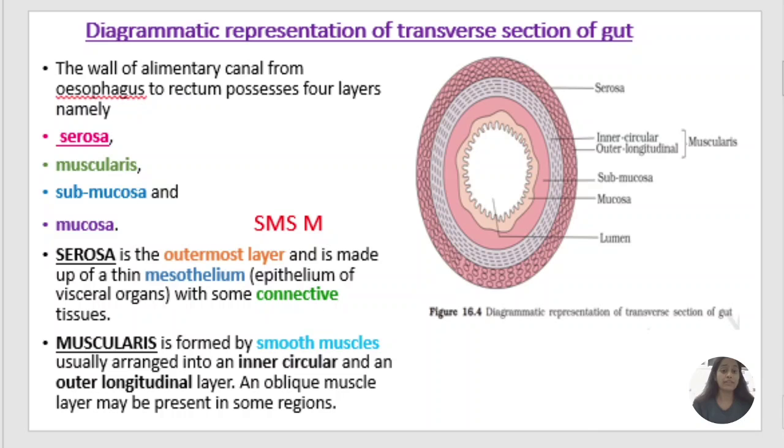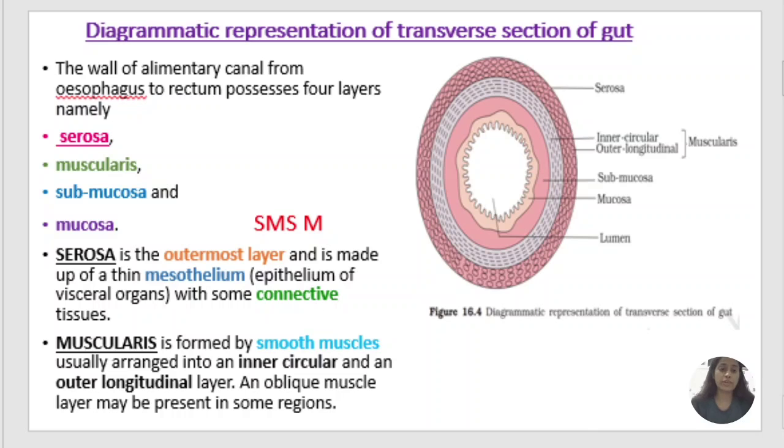Now this is the diagrammatic representation of transverse section of the gut. The wall of the alimentary canal from esophagus to rectum possesses 4 layers. Now I have written a mnemonic which is SMSM. This mnemonic is for all the 4 layers, so that you can remember them easily. S means serosa, M means muscularis, and then again we have an S, which is for the submucosa, then M, which is for the mucosa.